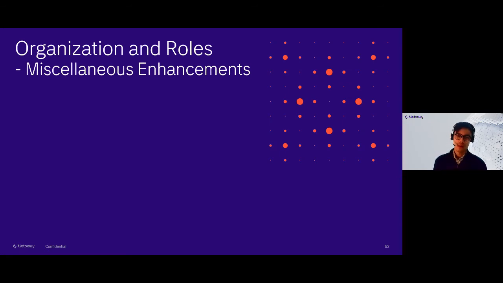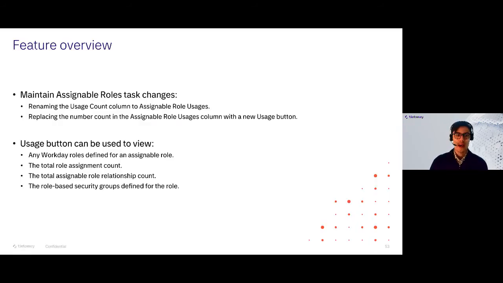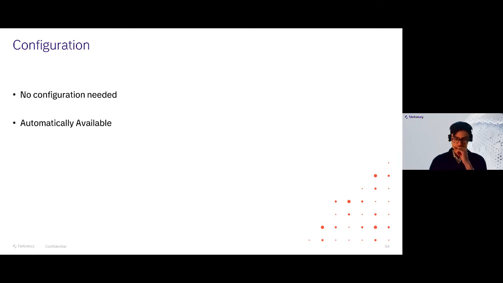Next topic then is the organization and roles. So we have a slight change of the user interface when it comes to the maintain assignable roles task: renaming the usage count column to assignable role usages, and also replacing the number count with a new usage button. Using this button, you can now view additional details. No configuration is needed since this is automatically available.